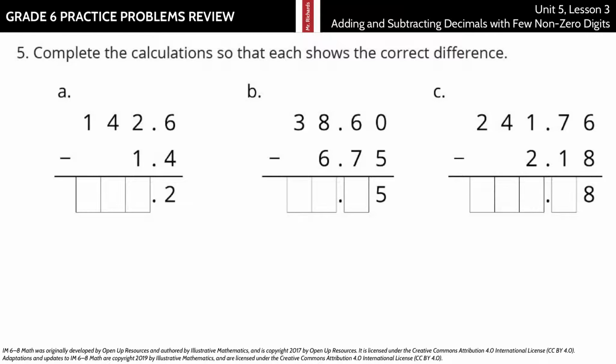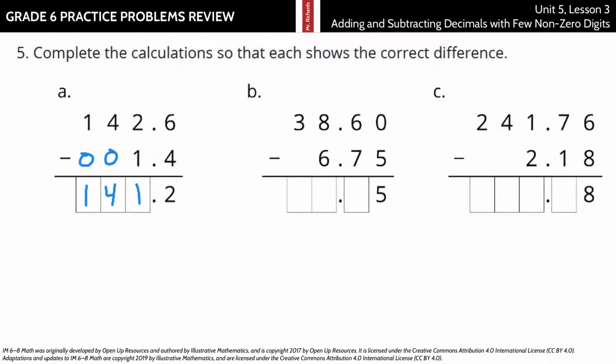Question 5. Complete the calculations so that each shows the correct difference. A is a nice one to get us going here. They already took 6 tenths minus 4 tenths to get 2 tenths. 2 ones minus 1 one is 1 one. And you have zeros here technically. 4 minus 0 is 4, 1 minus 0 is 1, so you get 141 and 2 tenths.